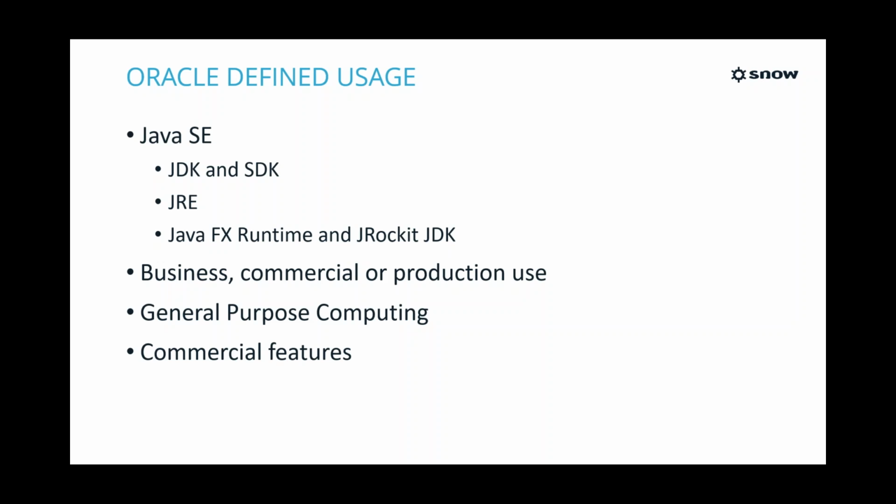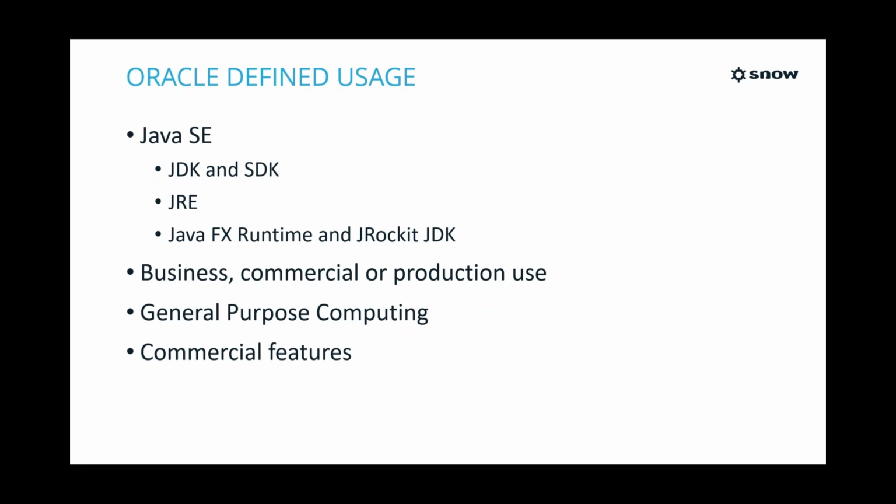Java SE is made up of several features and components. These include the Java Development Kit, the JDK, and JavaFX Software Development Kit, the SDK, the Java Runtime Environment, the JRE, together with the JavaFX Runtime and JRockit JDK. And the commercial features are those that Oracle has developed on top of Java SE. One of the most common commercial features is the MSI Enterprise JRE installer. Many end users use this to distribute Java runtime to desktops and laptops, but should be aware that it requires a license if it's being used for internal business operations, production, or commercial purposes.